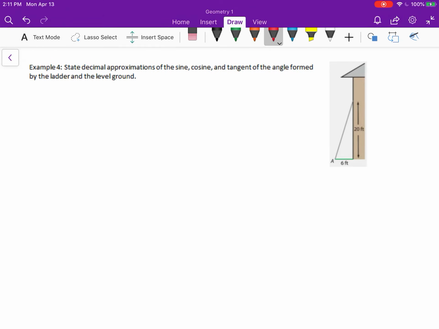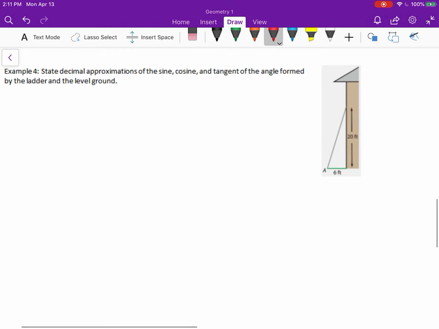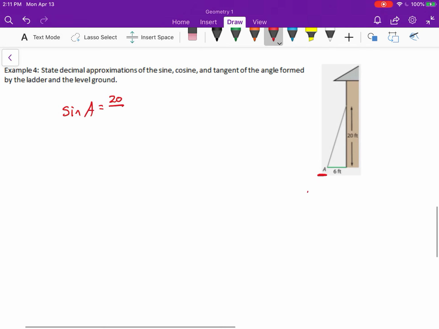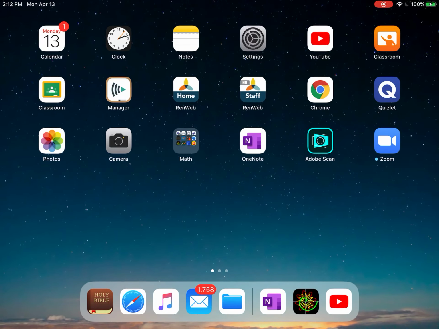All right, last thing, state decimal approximations of the sine, cosine, and tangent of the angle formed by the ladder to the ground. Well, we can start with sine. It's angle A here, so sine of A is opposite, just 20 over the hypotenuse, which we do not have. So once again, we'll find it, and that's the hypotenuse in this case, so 6 squared plus 20 squared equals h squared. This is 36 plus 400 equals h squared, 436.